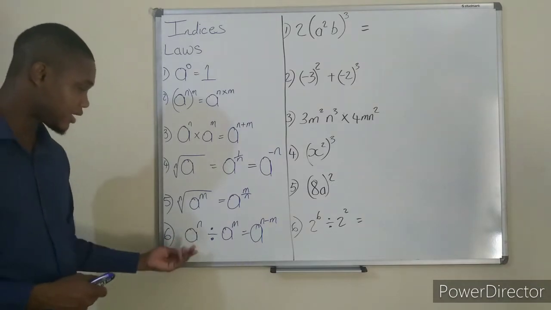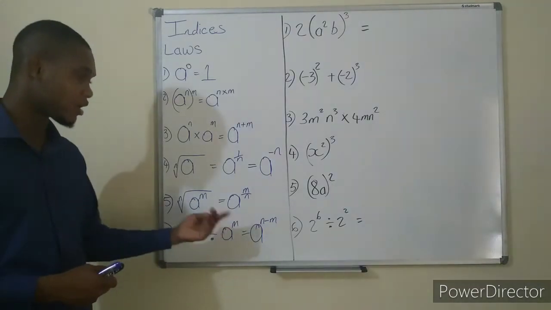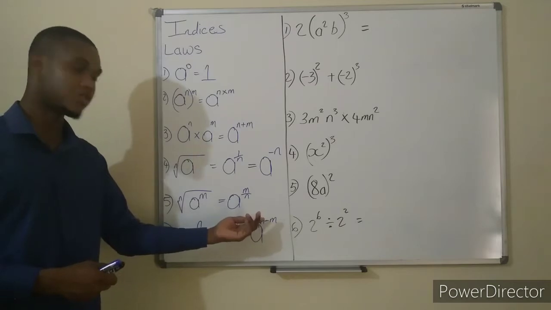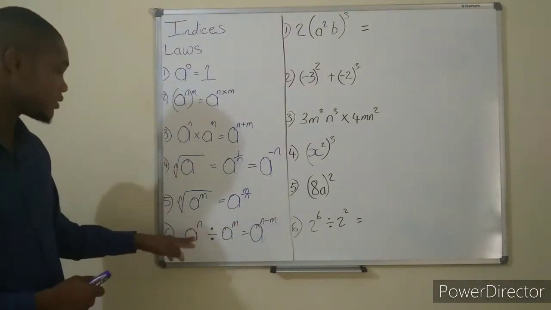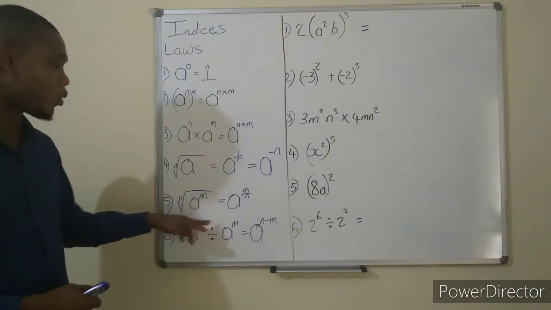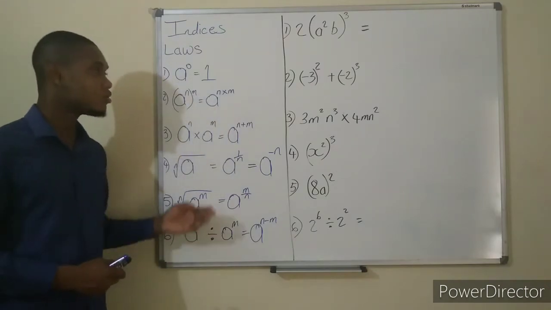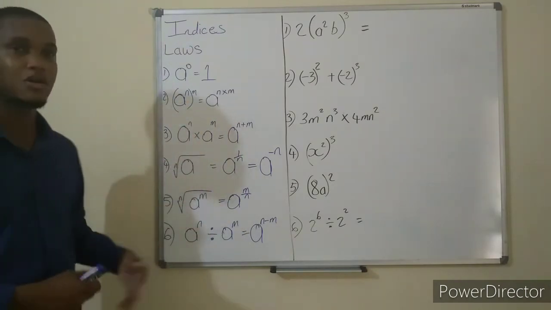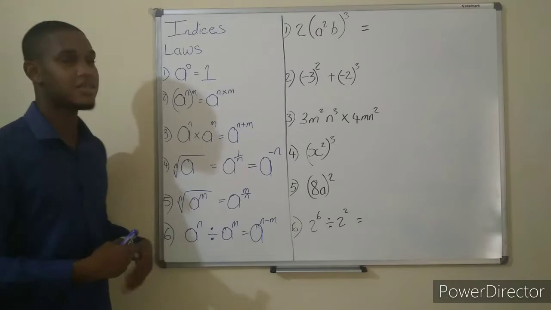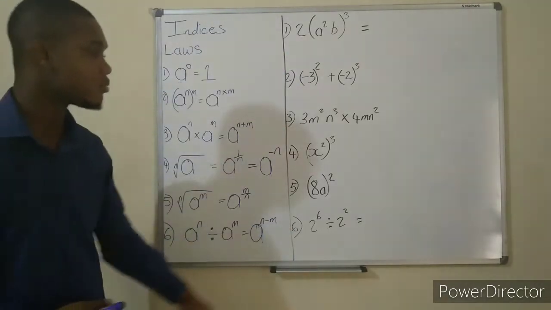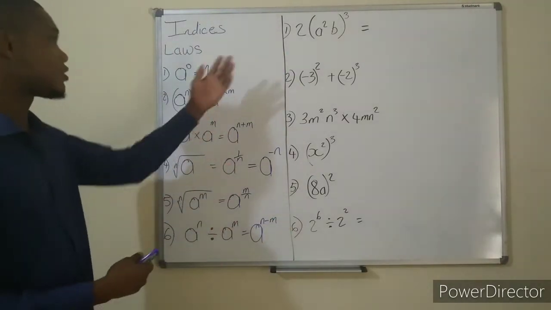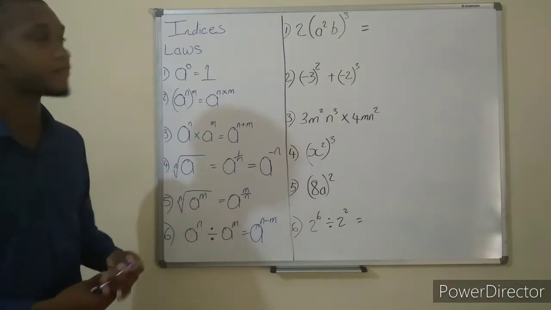The final one says a raised to n divided by a raised to m is equal to a raised to n minus m. So you just simply subtract the powers from each other. The rules by themselves are somewhat complicated if you don't see them being applied, so here are some different examples that I'll explain using some of these rules.